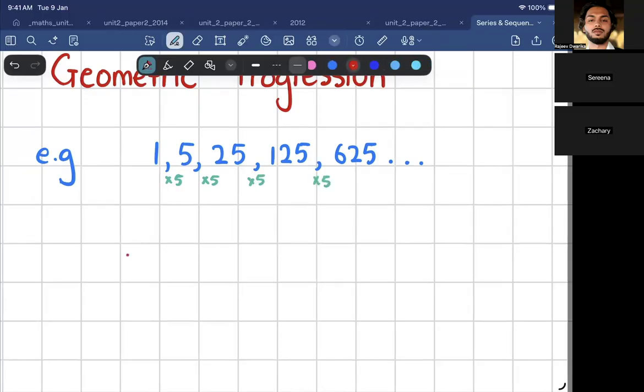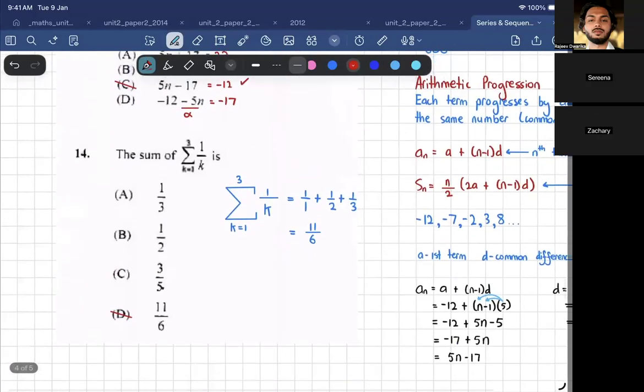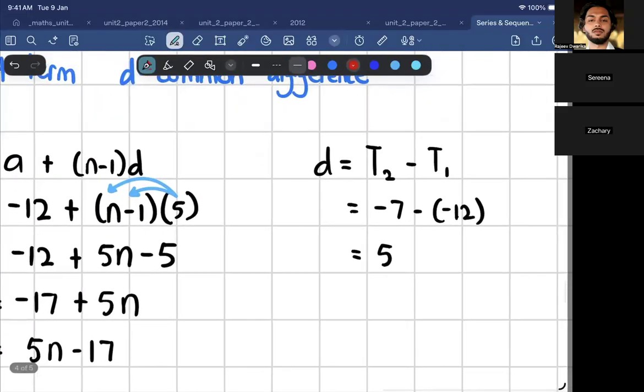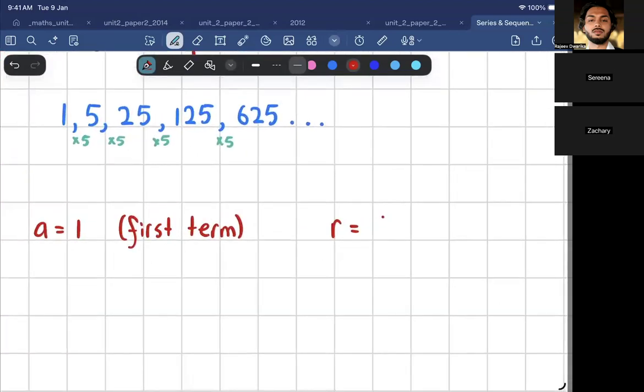So as usual, a would represent your first term. In this case, what do you think a would be? 1. Right? So that would represent your first term. Okay, r. Now, how exactly would you find r? In the last question, I showed you that to find the common difference, it's the next term minus the previous term. But in here, it's going to be T(n+1) over T(n). What do I mean by that? I mean that it's going to be the next term divided by the previous term.